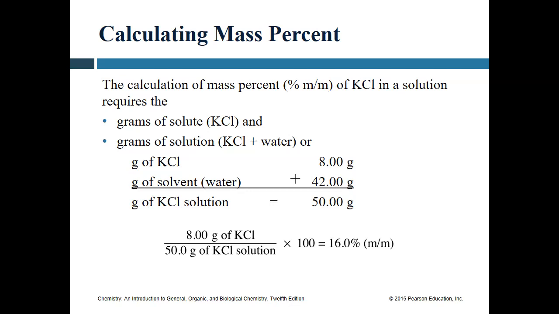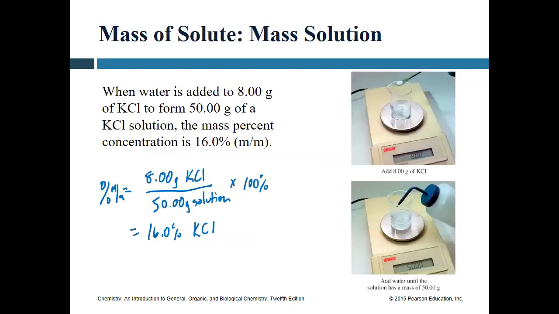Now, this is a breakdown of a different form. Again, we didn't have to do this middle step because we already knew the mass of the solution was 50 grams. By doing it this way, we kind of skipped that middle step in between.